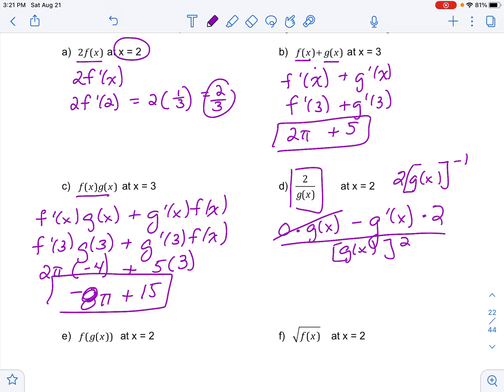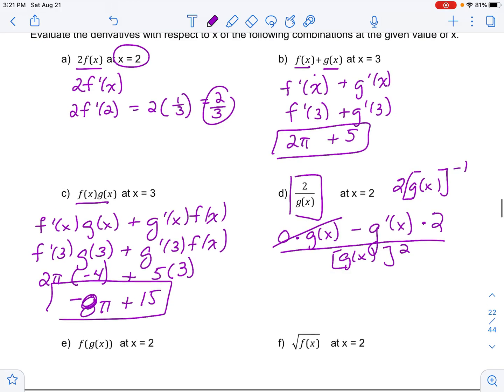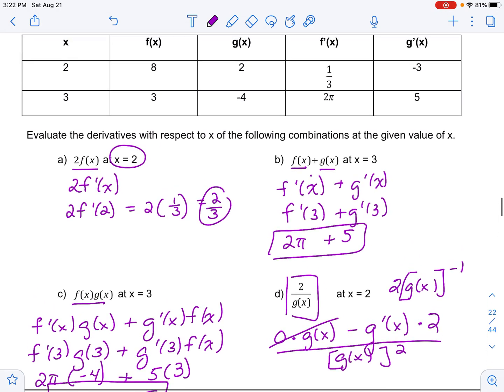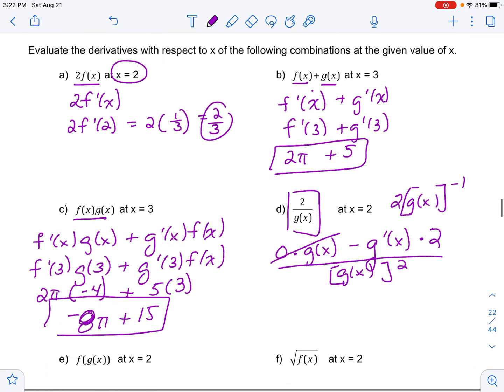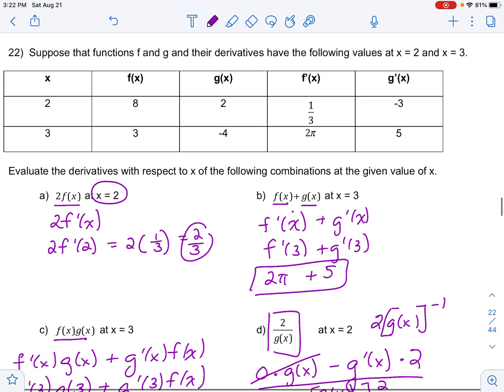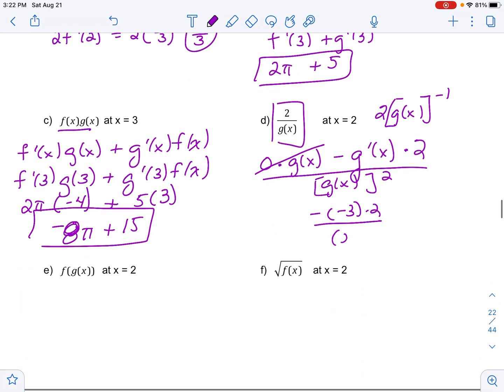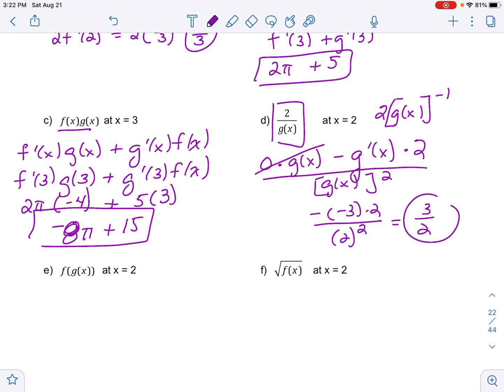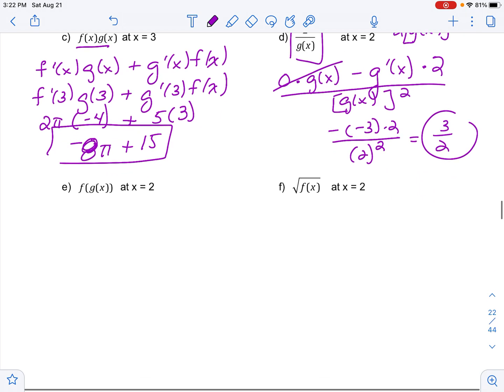So this is gone. So let's go ahead and plug in my numbers from the table. I'm going to just go ahead and grab the numbers right away. So g prime of 2, if I look at the table above, is going to be -3. I still have this 2. G of x ends up being g of 2 ends up being 2. So I have 2 squared here, and I'm going to clean this up, and I get 3/2.